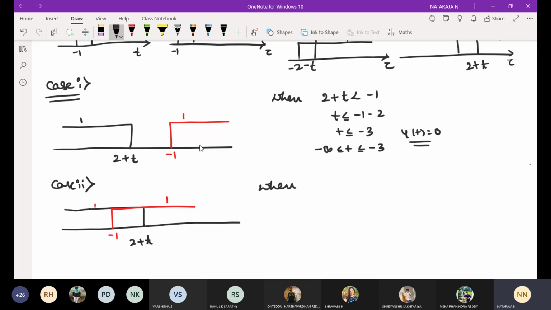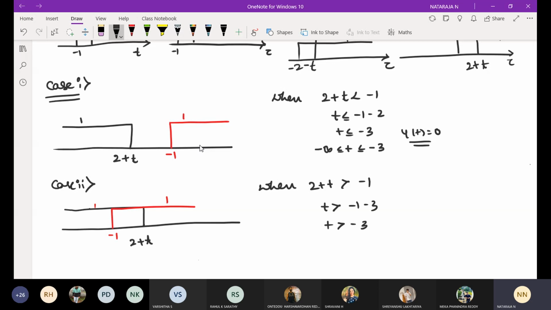Now I want to check the condition. When 2 plus t is greater than minus 1, this means h of t minus tau overlaps with x of tau. So I can take the condition 2 plus t greater than minus 1. Okay, so we can write t greater than minus 1 minus 2, so that t will be greater than minus 3.